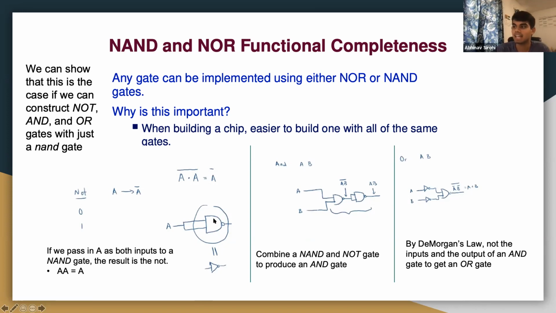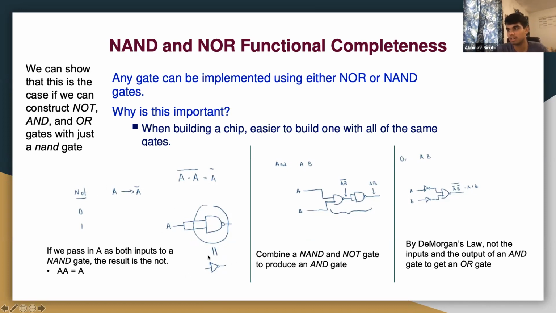And we're not really using an AND gate here, we're just using a NAND gate, because a NAND gate is getting the opposite of an AND gate. So if we're passing in A as both inputs to a NAND gate, it basically just NOTs A.